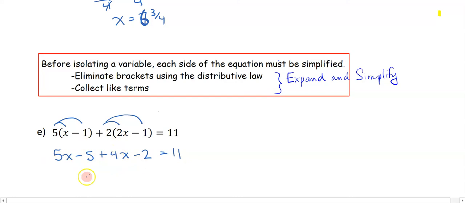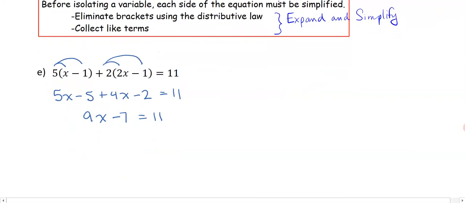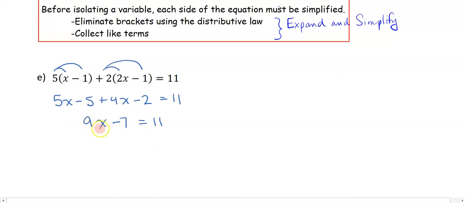Always collect the x's first, then collect the constants second. Now I have an equation that is 2-step. X is being multiplied by 9 and then subtracted by 7. So I'm going to undo those.